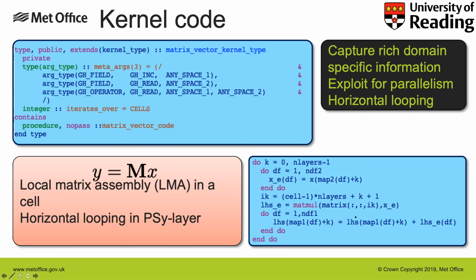The kernel itself is just vanilla Fortran. So it's just loops and arrays, and that's pretty much it. This kernel itself is just y equals mx, where m is this local matrix assembly. The matrix is assembled locally just in a cell, and the horizontal looping is then generated in the Sci layer. So let's look at that as an example.